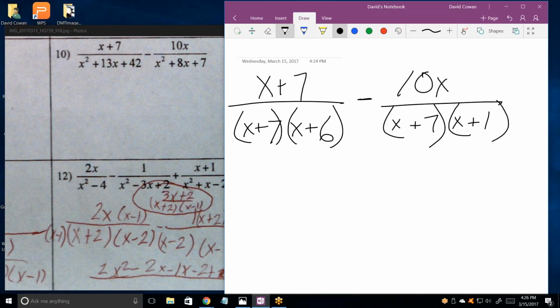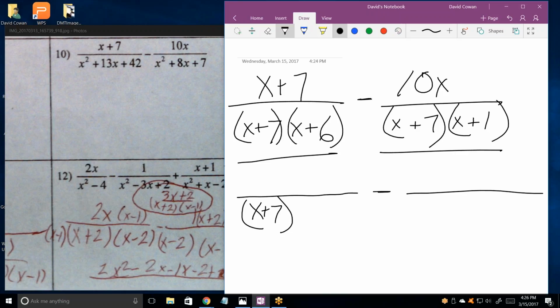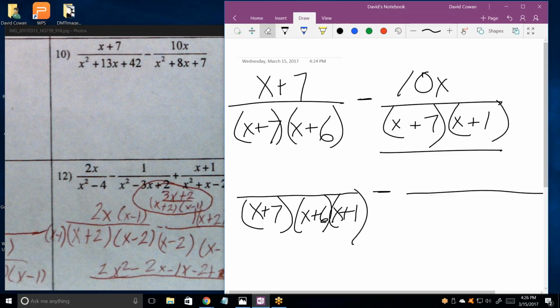All right. Okay, so what's my common denominator? X plus 7. No, remember the common denominator has to be the sum. The common denominator has to be divisible by that and that. So it would be x plus 6, x plus 7, and then x plus 1, right? You got it. In other words, the common denominator is always going to be the biggest thing. It's never going to be one of these factors. It's going to be multiples of those factors.